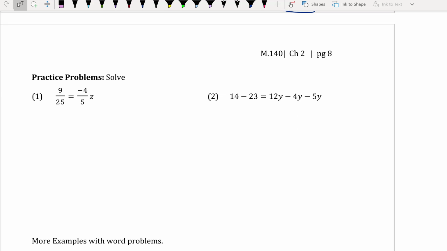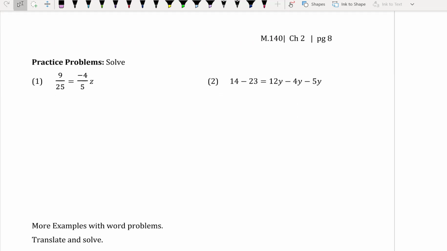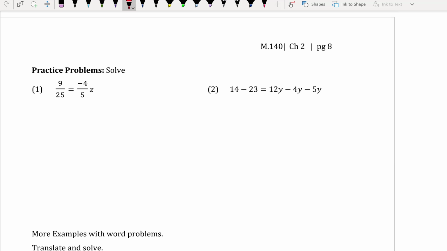Now here are some problems for you guys to try out. So again, we want to think about multiplying by the reciprocal. So the reciprocal that we are going to be multiplying by is 5 over negative 4. So I have 5 over negative 4 times my 9 over 25. And so you still have the same reciprocal that you're multiplying on both sides. And the reason you do this is so that the coefficients cancel out, and now you're left with this.